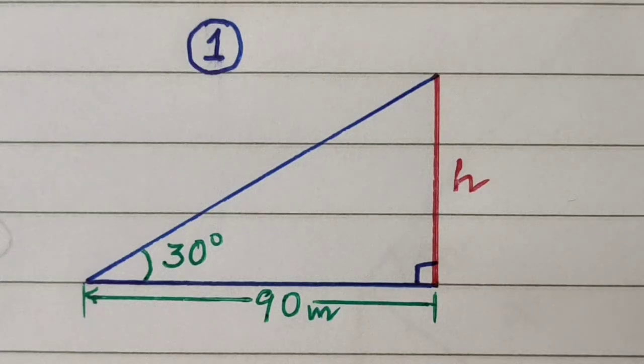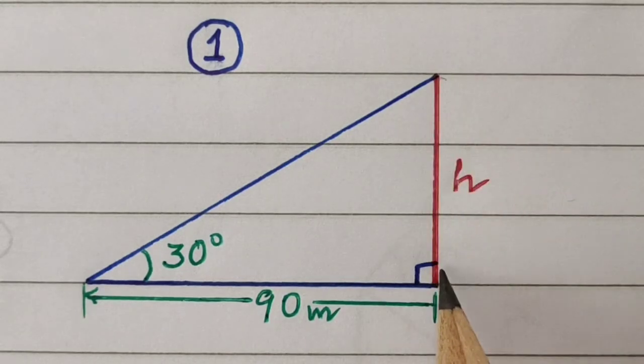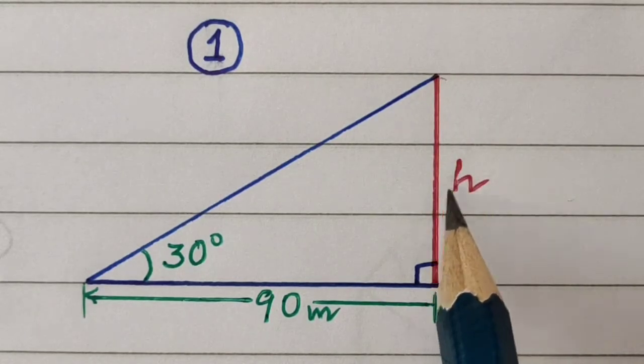The angle of elevation of the top of a tower at a distance of 90 meters from its foot on a horizontal plane is found to be 30 degrees. Find the height of the tower. This is the tower. We need to find out the height of the tower.